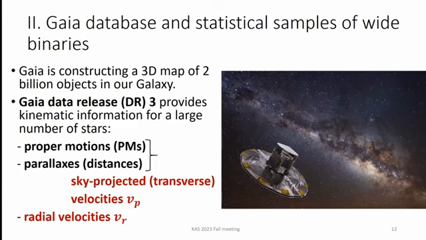Okay, so what are the Gaia data I'm using? Gaia is constructing a 3D map of 2 billion objects in our galaxy, and we have Gaia Data Release 3. It provides proper motions and also radial velocities. Proper motions and accurate parallaxes give sky-projected velocities. Radial velocities are not as accurate as sky-projected velocities, but they also provide some important information.